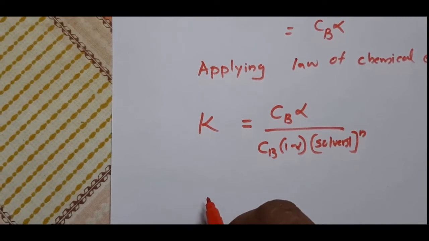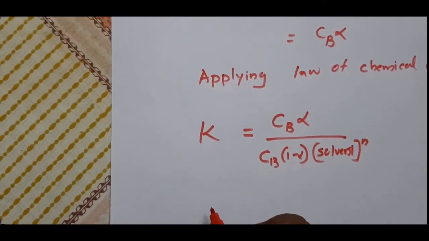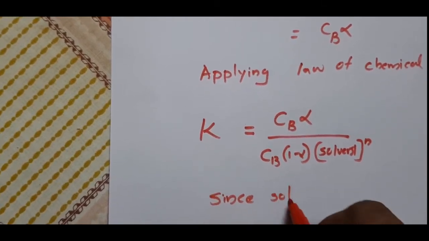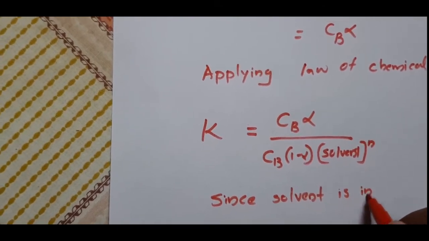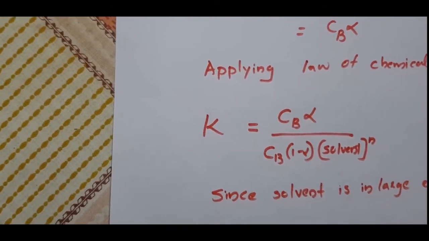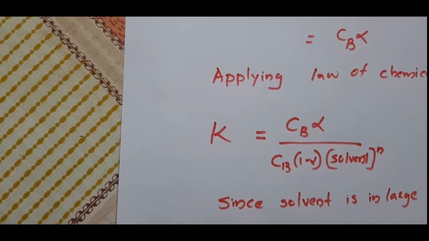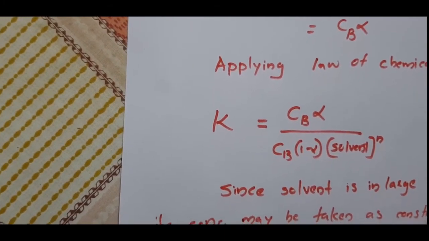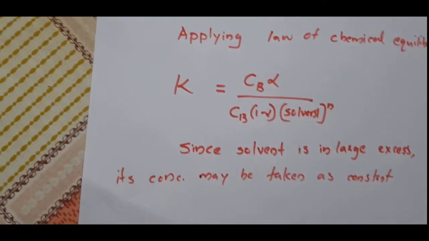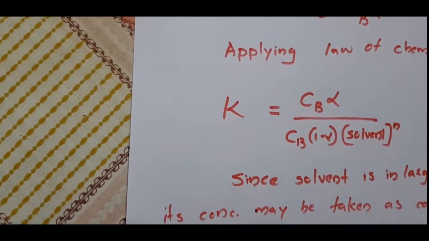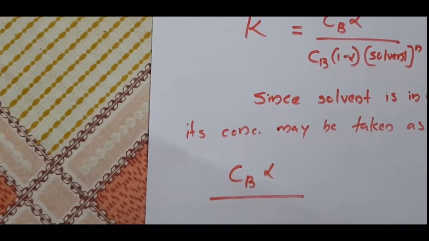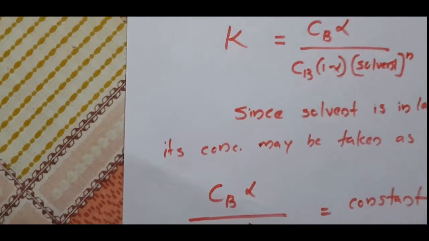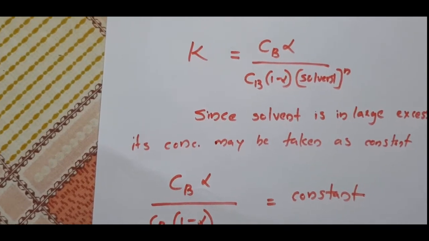Since the solvent is in very large excess, its concentration may be taken as a constant, so this equation becomes Cb alpha divided by Cb into 1 minus alpha is equal to a constant.